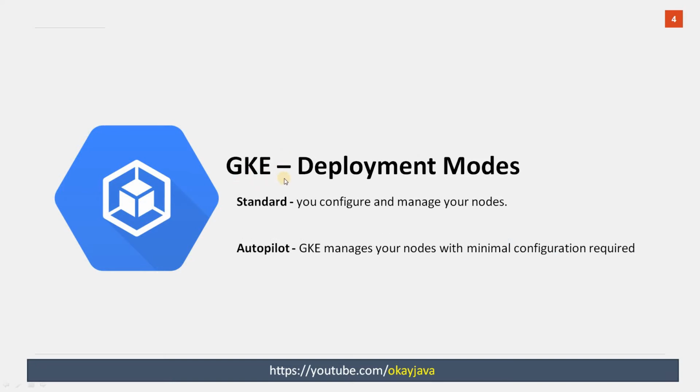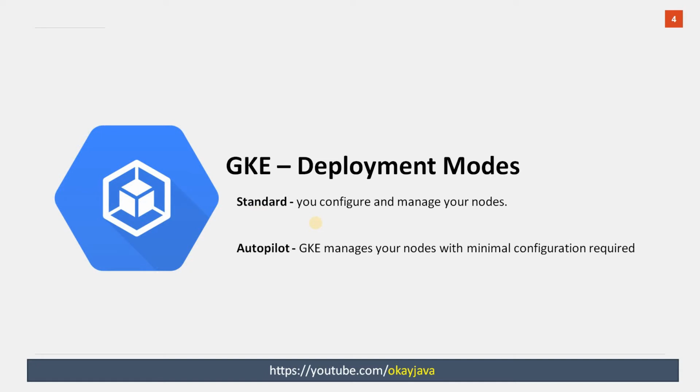Let's talk about the deployment modes. Google provides two ways to create a cluster. One is standard. It means that you are going to configure and manage your nodes yourself. The second option is autopilot. It means that you just have to provide very minimal information, and the rest of the things will be taken care of by GKE itself. All right, so in this video, we'll talk about standard mode.